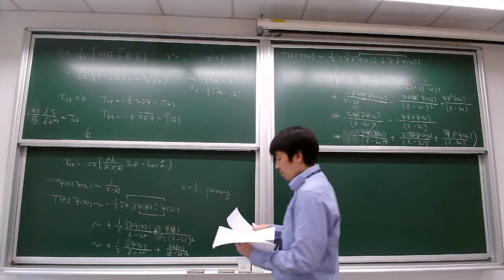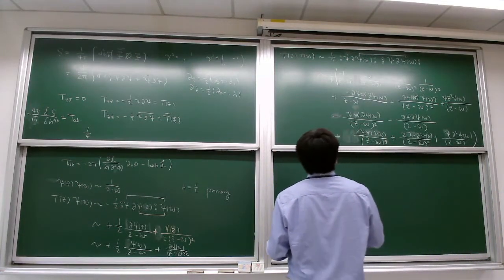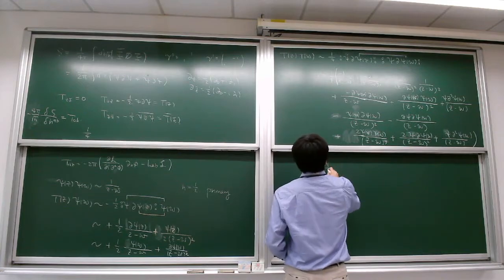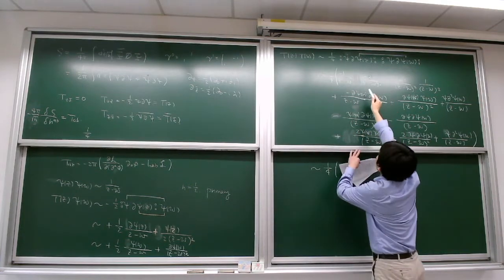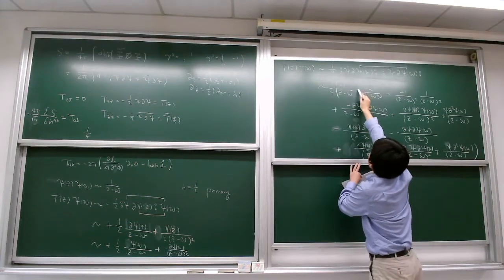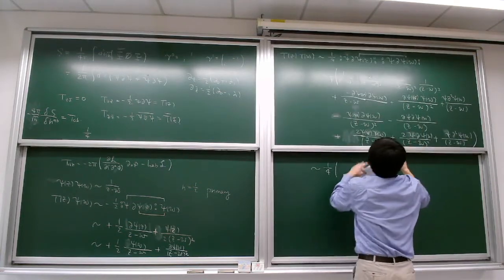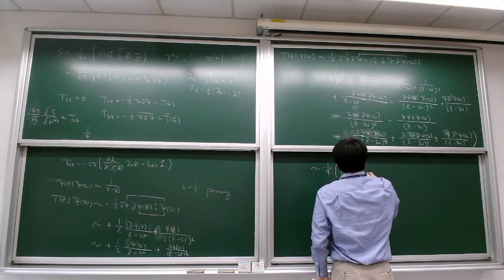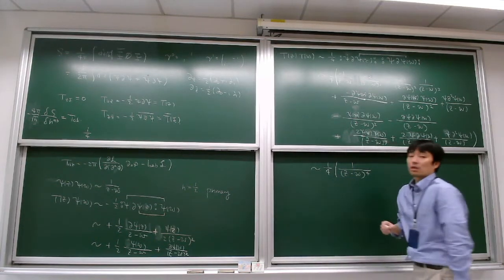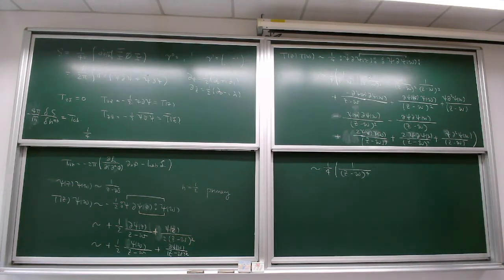And then you just summarize everything. If you summarize everything, 1/4, and this is the most singular term, is these two, and this is 2 minus 1, which is equal to 1. So therefore, it's 1 over 4 (z minus w) to the 4th. Okay, this is how you get the central charge.